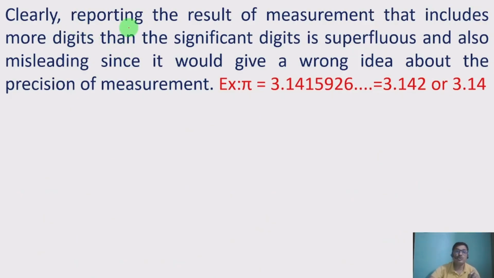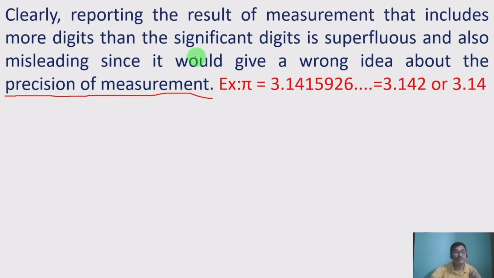Clearly, reporting the result of a measurement with more digits than the significant digits is surplus and also misleading, since it would give the wrong idea about the precision of the measurement.